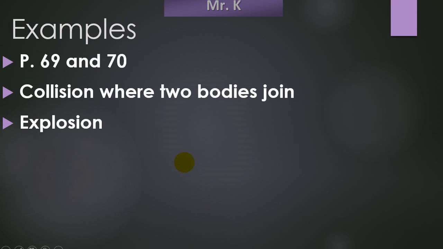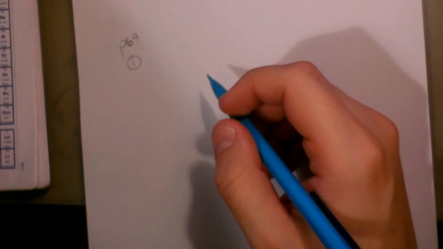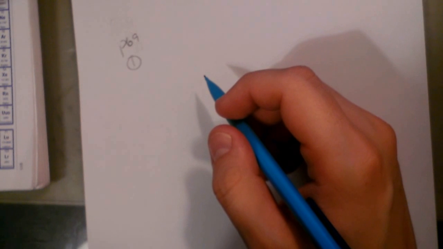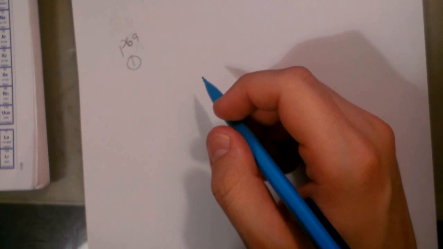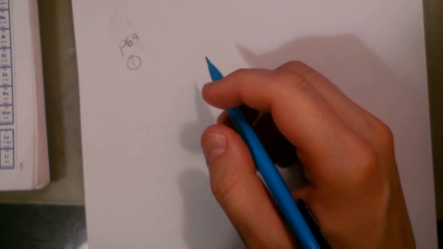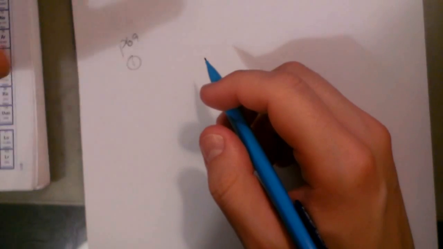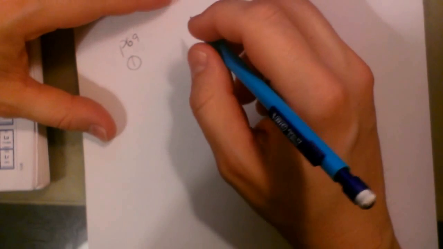We're going to do a few more examples from pages 69 and 70, where two bodies are joined together in a collision, and an explosion. This is going to be problem 1 from page 69 in your book. It notes that these have to be isolated systems, where there are no other forces acting on them, just what is given in the problem.